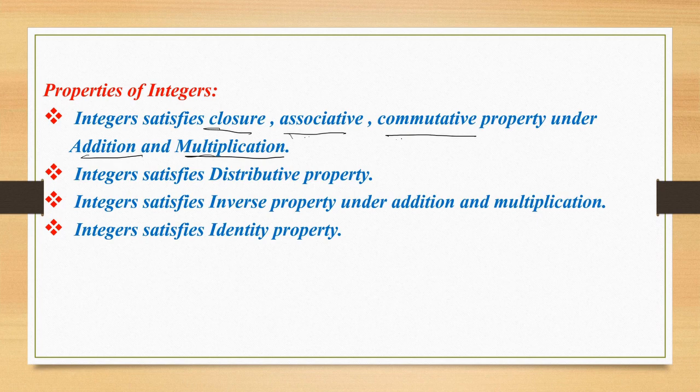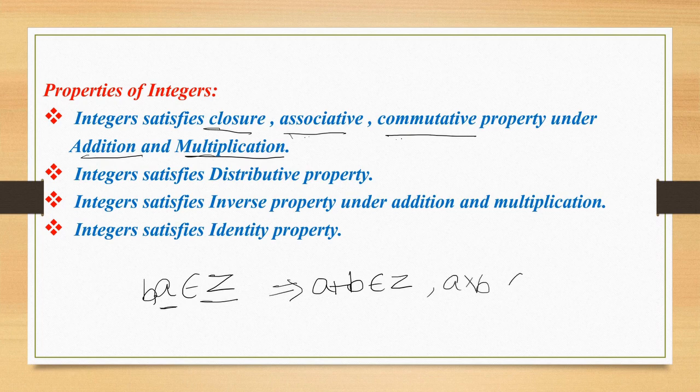For the closure property, for example, you take any numbers in the set of integers. The integer set is denoted by the letter Z. Take numbers A and B in Z. Closure property means that under addition, A plus B also belongs to the set Z. Under multiplication, A times B also belongs to Z. That is the closure property. The associative and commutative properties we will discuss, and we have to prove them also.